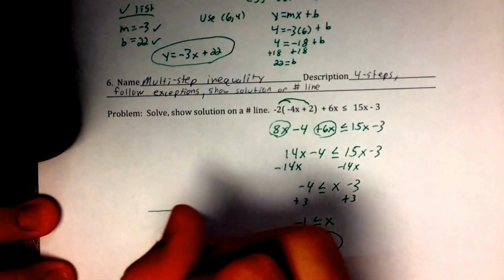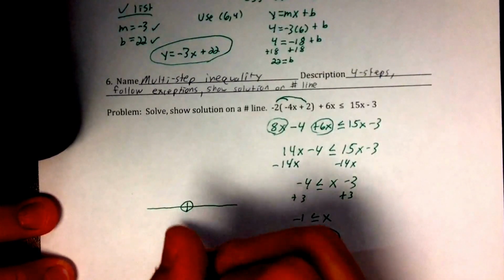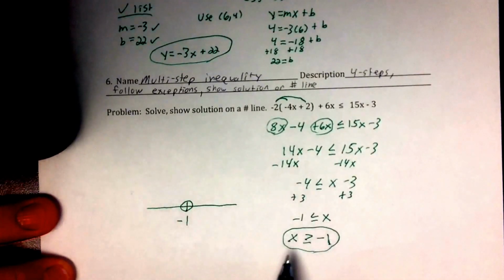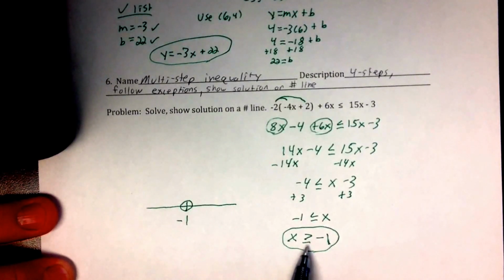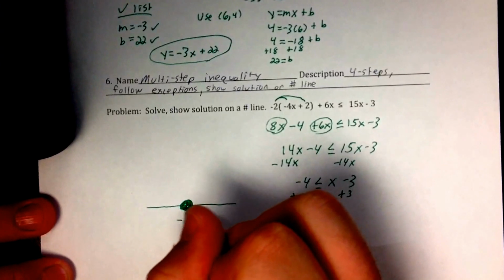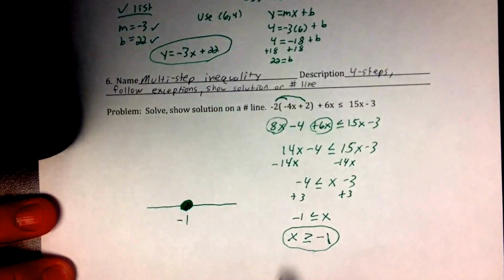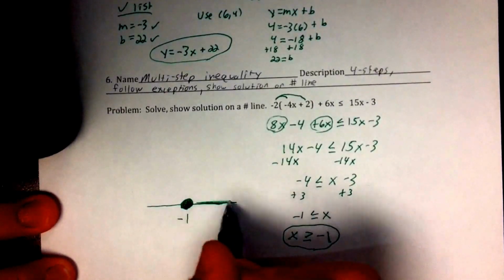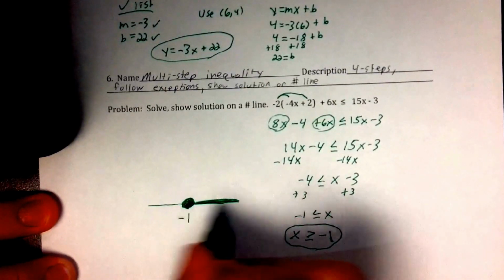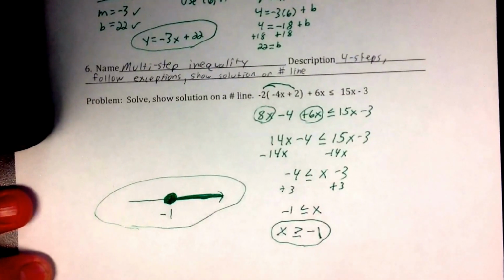Now on a number line, I've got -1. Since it's got the equal to, that means I color in the circle. And this says x is greater than or equal to, so if it's greater than, shade to the right. That's all I need on the solution on a number line.